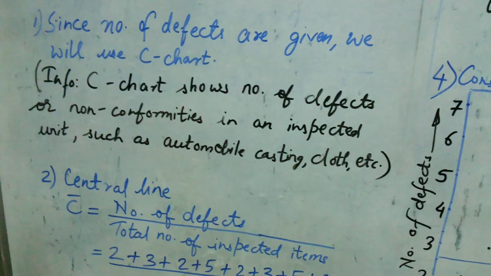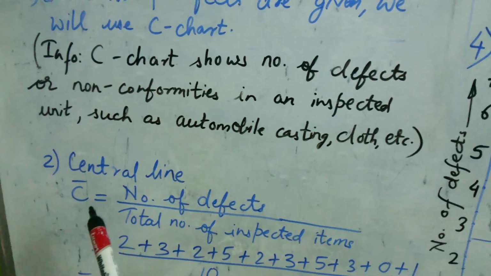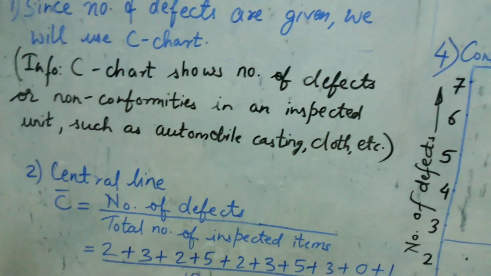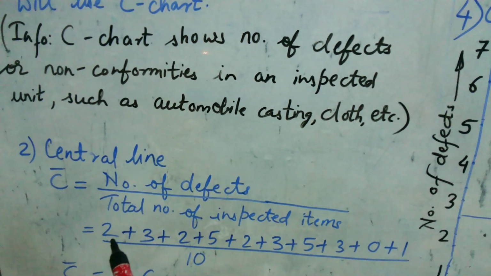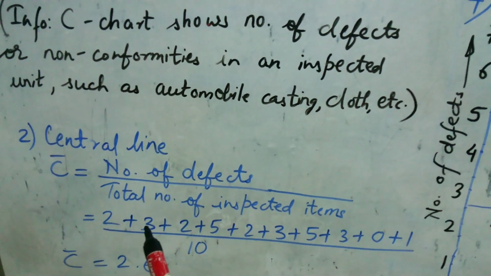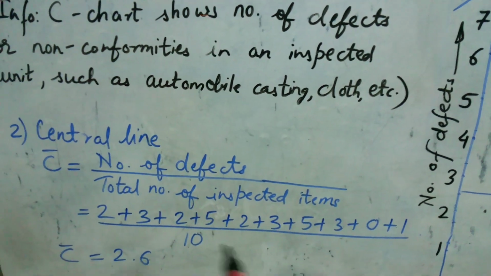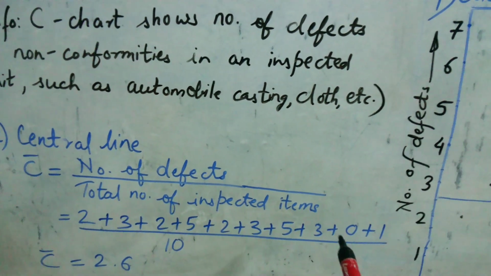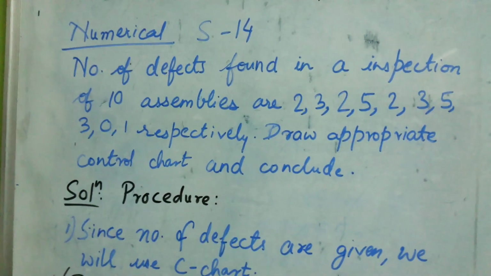First we need to find the central line. The formula for the central line is the number of defects divided by the total number of inspected items. To calculate the number of defects, we add the individual defects in the assemblies: 2 plus 3 plus 2 plus 5 plus 2 plus 3 plus 5 plus 3 plus 0 plus 1. These are all the defects in the individual assemblies.